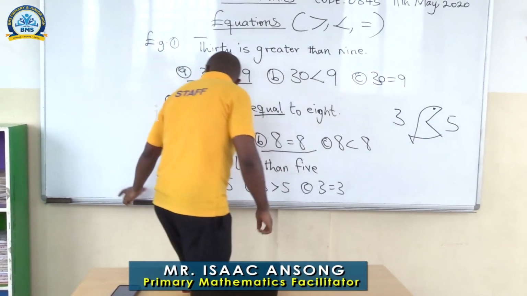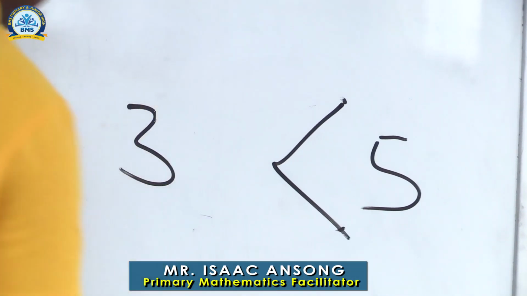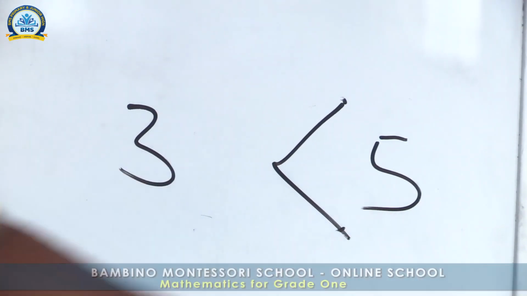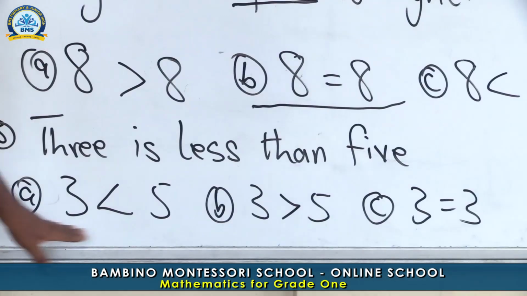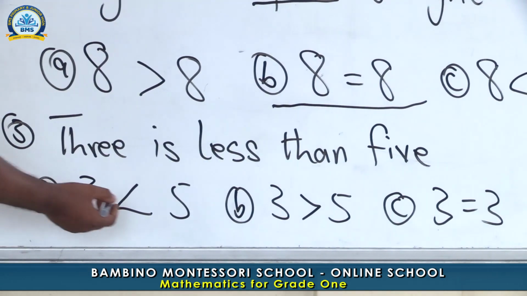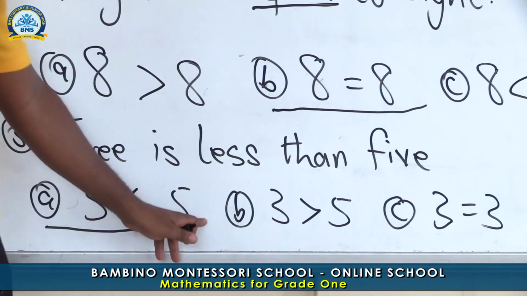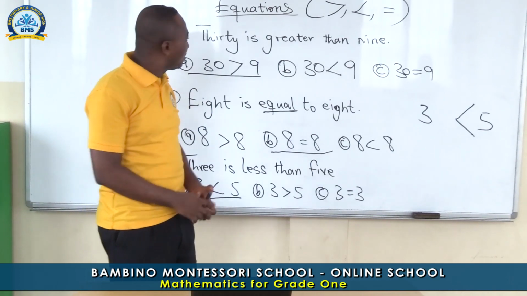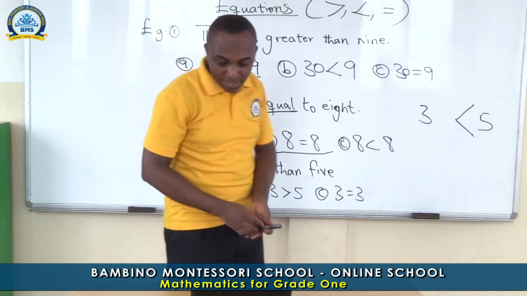So if I clean this part from there, then we have the answer here. That is 3 is less than 5. So if you look at the options given here, which of these options is the same as what I've written there? Definitely the first option is the answer. That's 3 is less than 5. In other words, 5 is greater than 3. Good. So these are some of the examples we learned under equations.